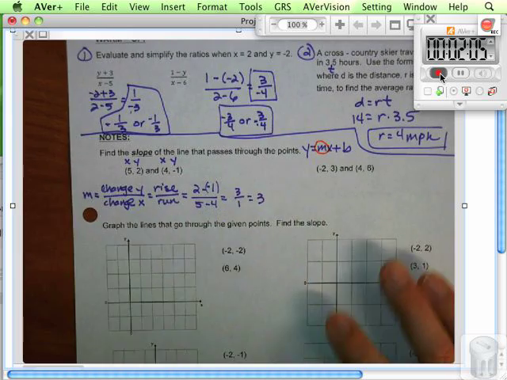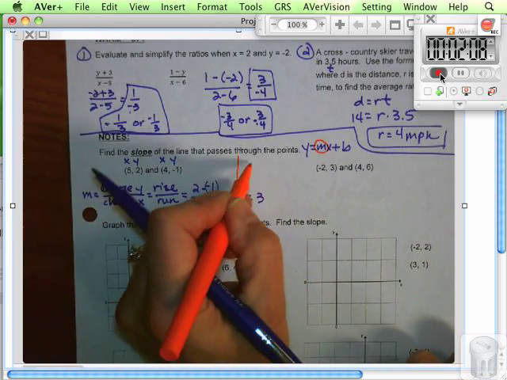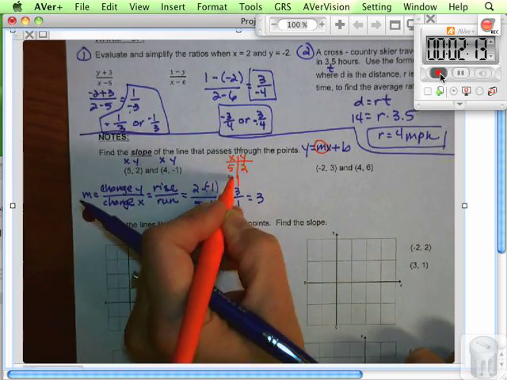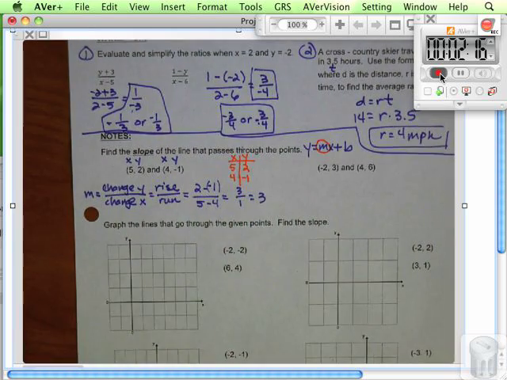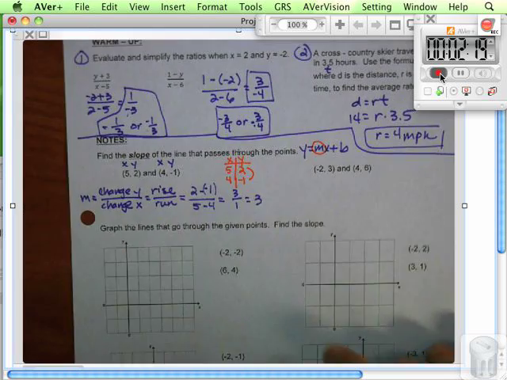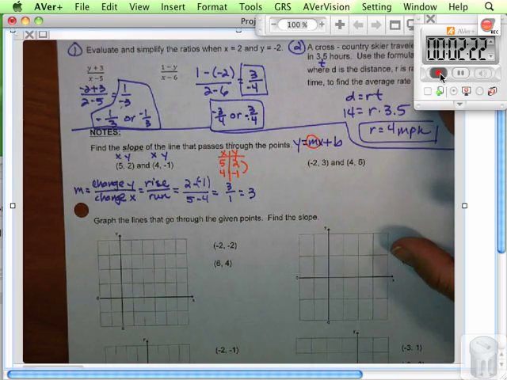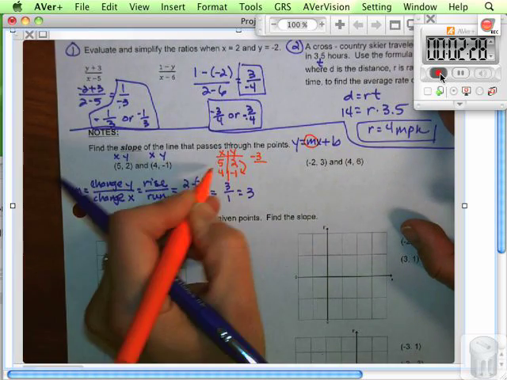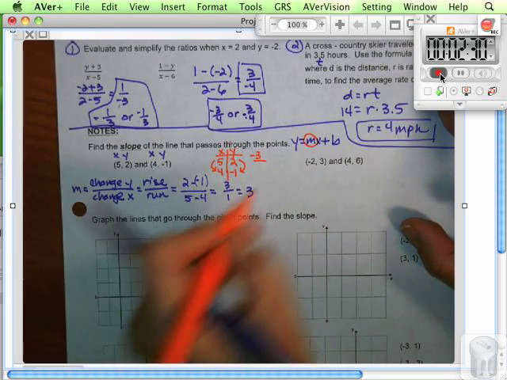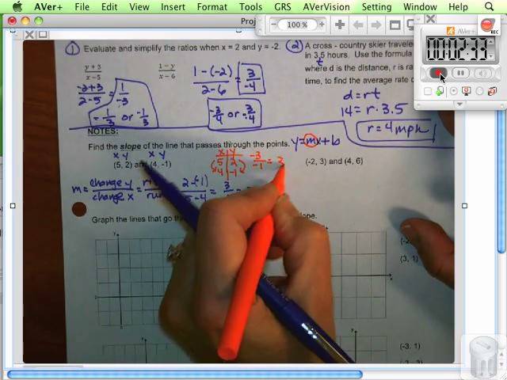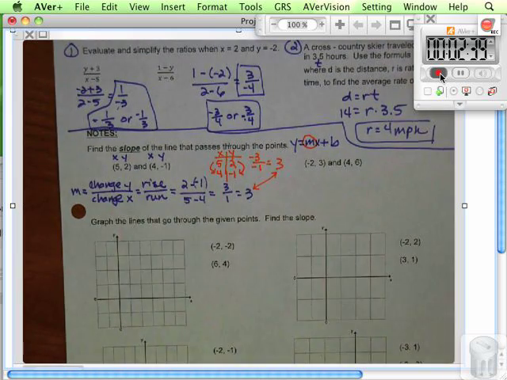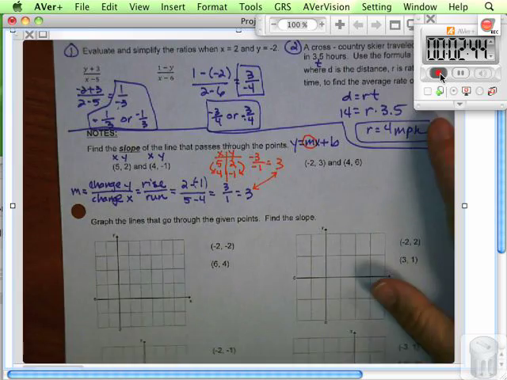Now, some of you learned it this way last year. 5, 2, 4, negative 1. How much did the y change? It went down, how many? 3. It went down 3. How much did the x change? Which will also give me positive 3. They're the same. Either way, I don't care. Whatever you're comfortable with for finding slope. It's the same. All right, so that's the slope.